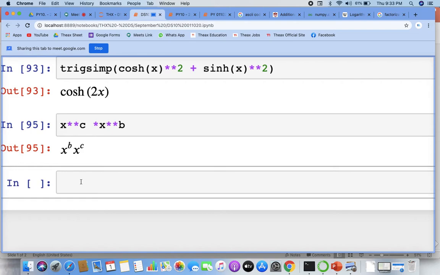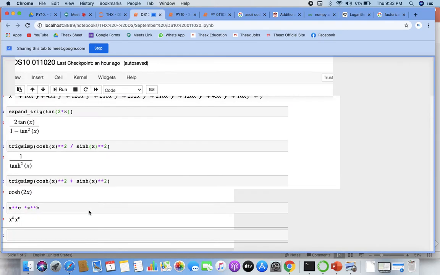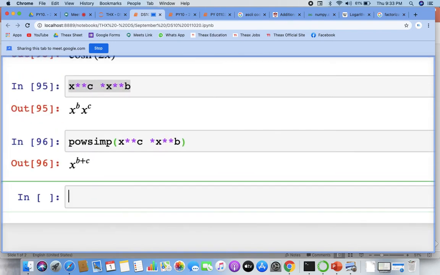So how to write that? There is something called powers. We have a powers function. For trigonometric we have trigsimp, and for powers we have powsimp. So that's x to the power of b plus c.